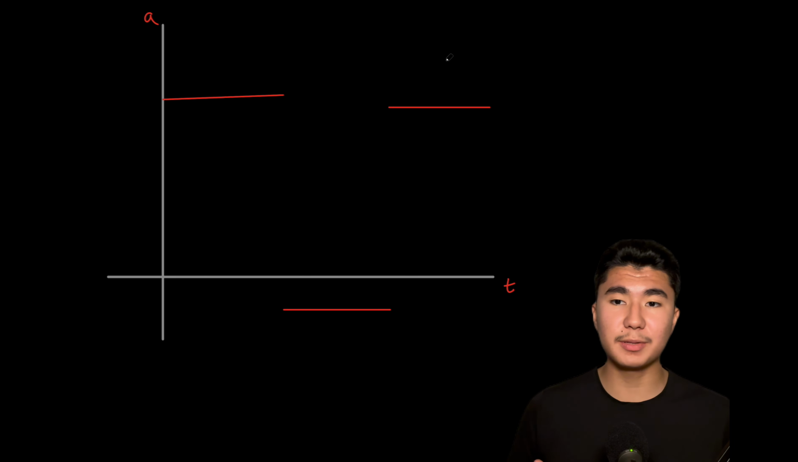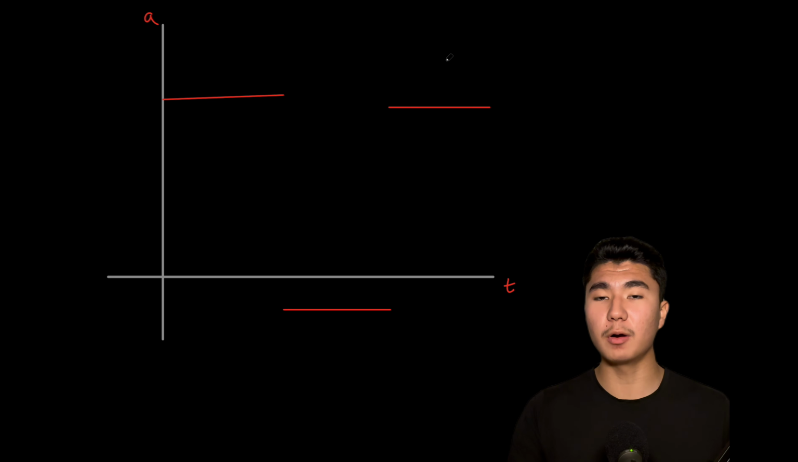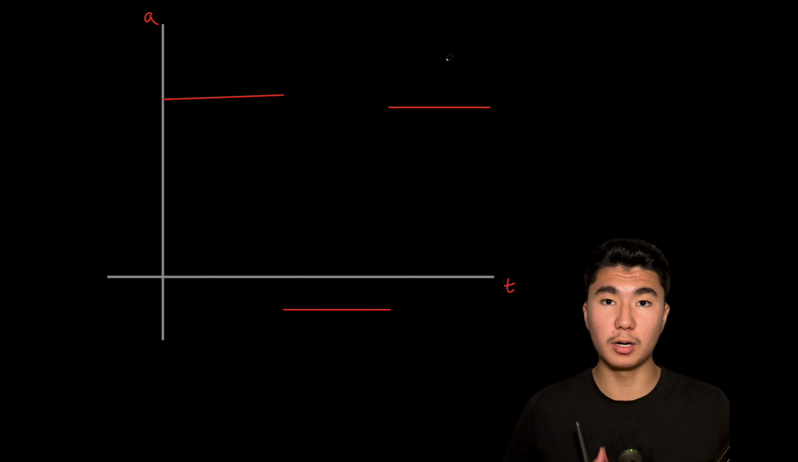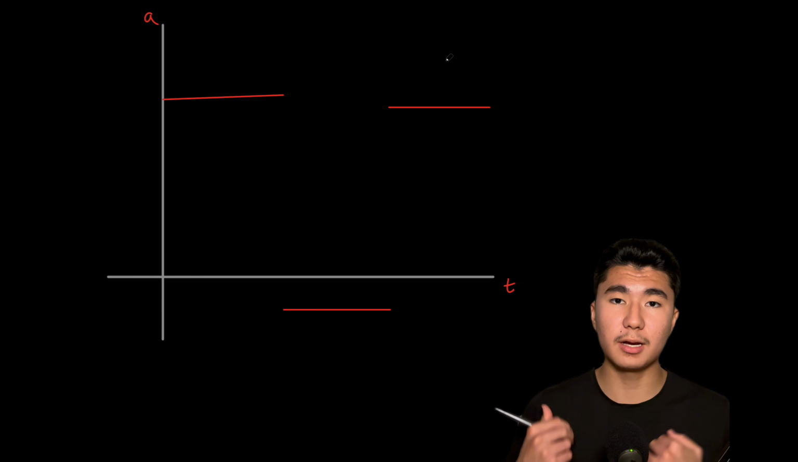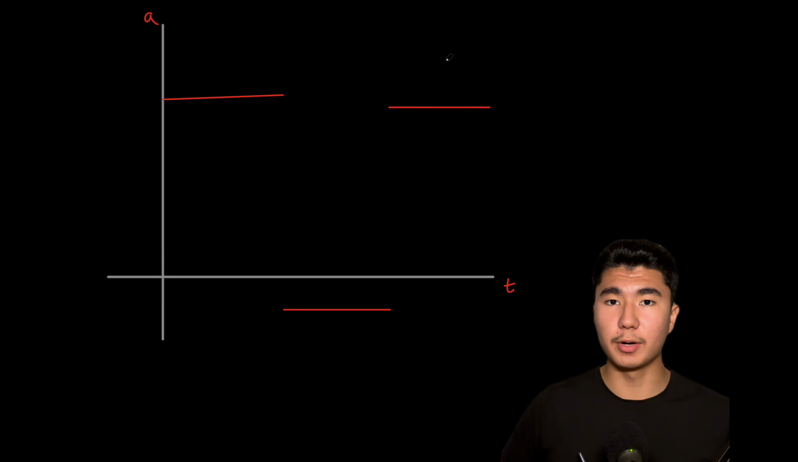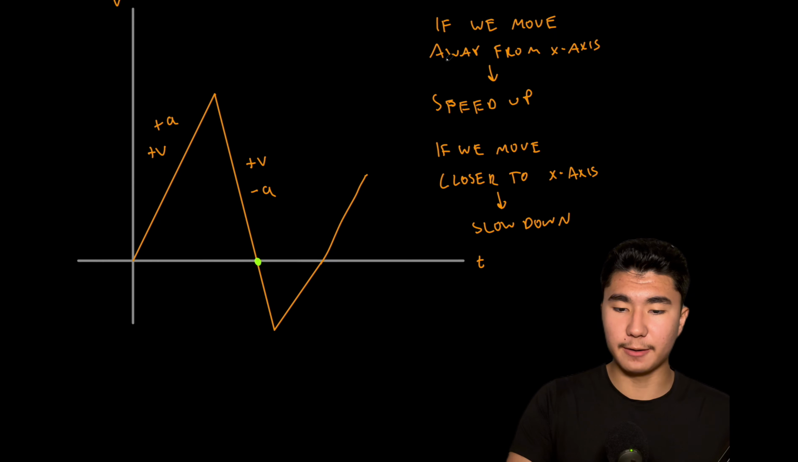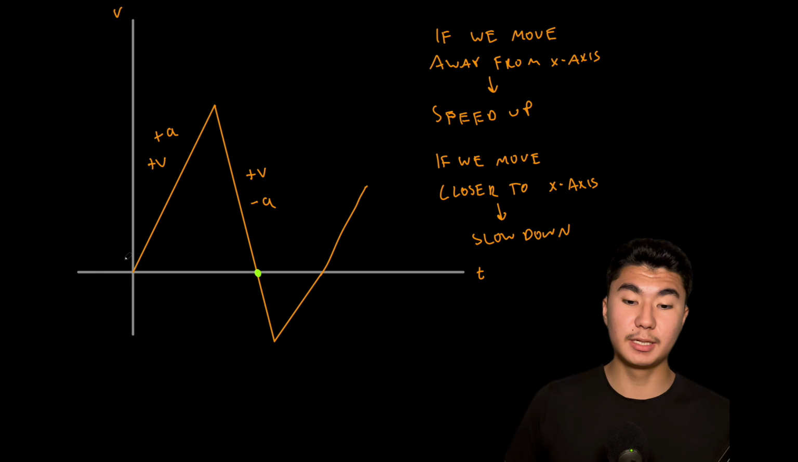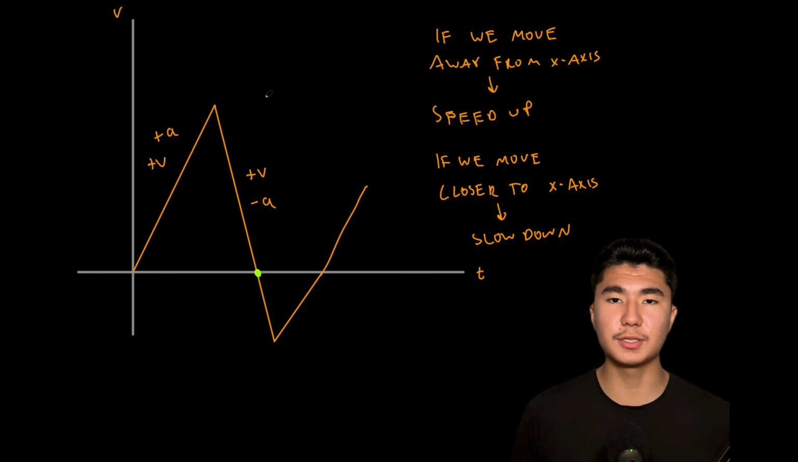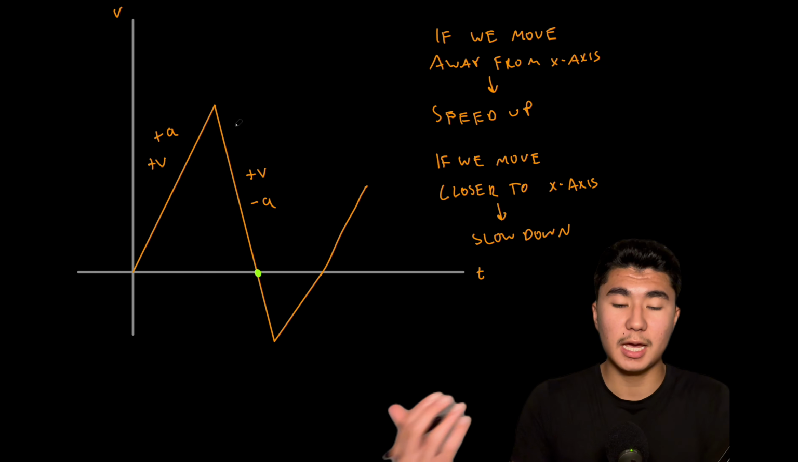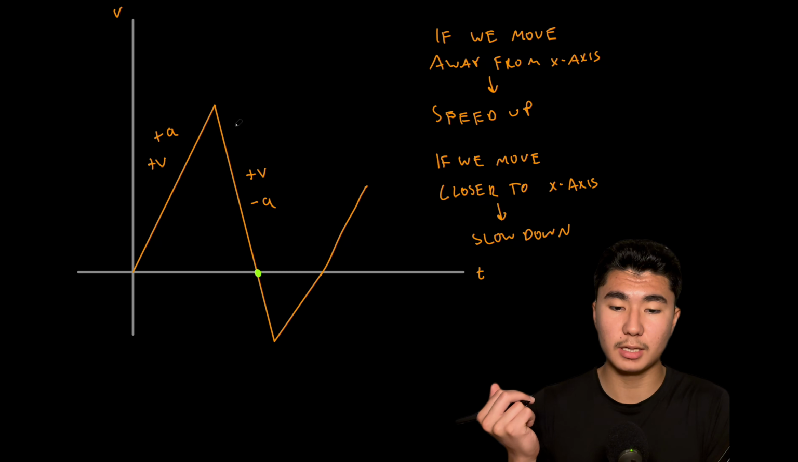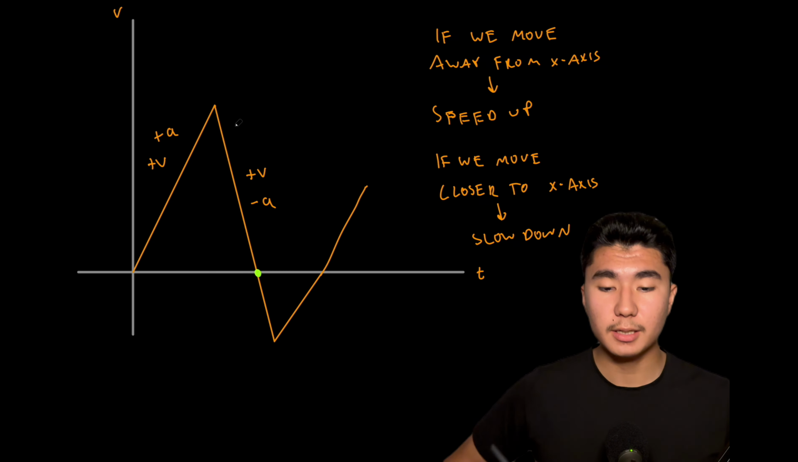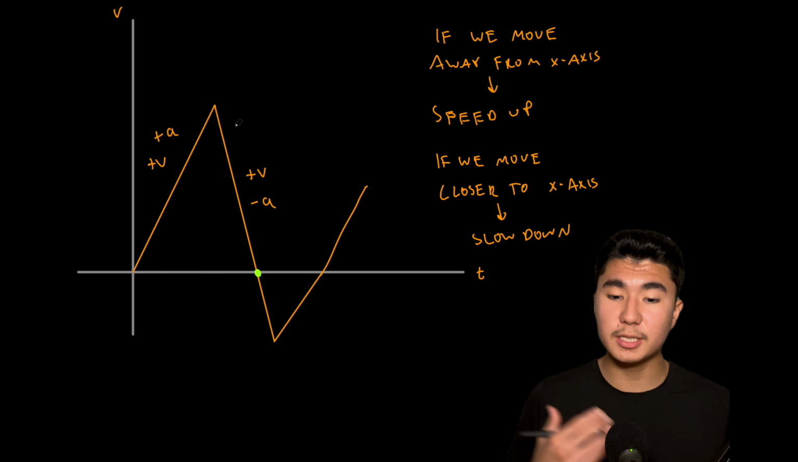Now when we're speeding up and slowing down, this only occurs, well, obviously when we're looking at the x-axis. When we move away from the x-axis, we're speeding up. When we're getting closer to the x-axis, we're slowing down. And also, we're speeding up when acceleration and velocity are in the same direction. So if we look up over here, our acceleration and velocity are both in the same direction because we have a positive velocity, obviously since we're above the x-axis, and we also have a positive acceleration.